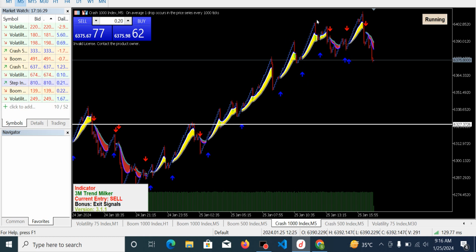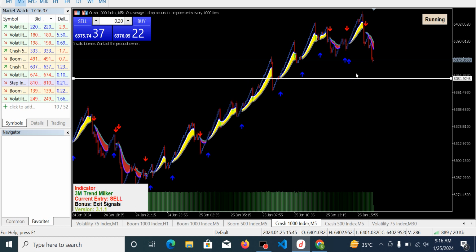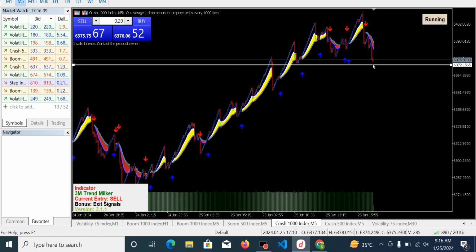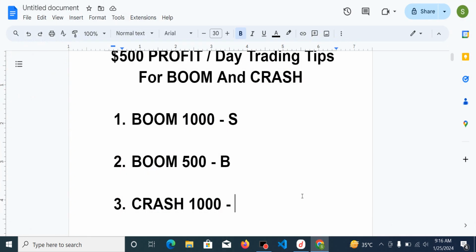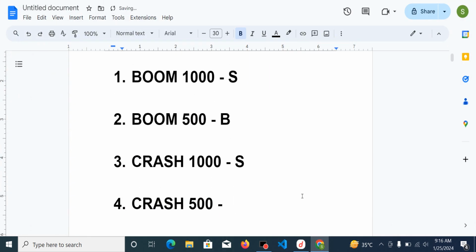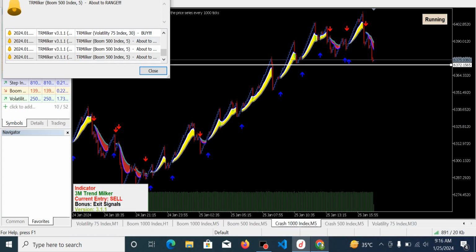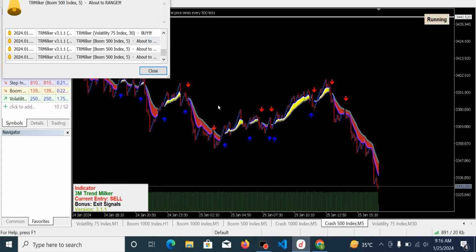Okay, it broke out above this resistance zone to get to this particular resistance zone, and this is selling at the moment, but we want it to break out below this particular support zone. Once it breaks out below it, then it's going to sell more. So this is going to be giving us more of a selling opportunity than a buying opportunity, and it is just starting. Okay, and the next asset is going to be Crash 500.